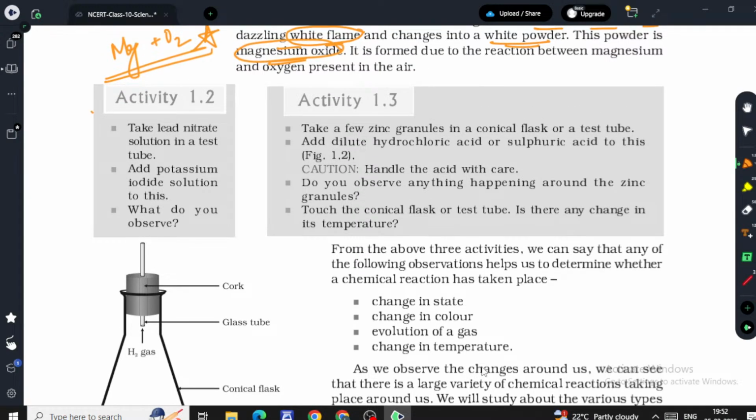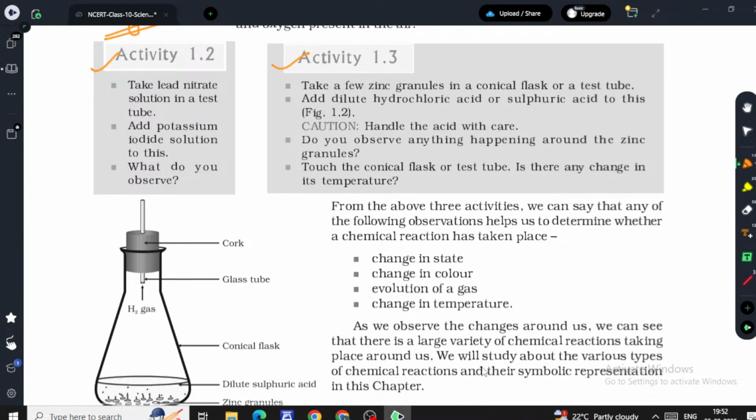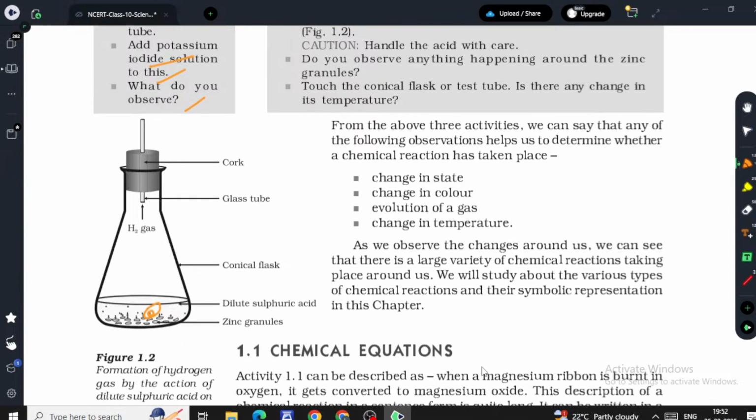Now activities 1.2 and 1.3. Now 1.2: take lead nitrate solution in a test tube. Add potassium iodide to this. What do we observe? Potassium iodide. Okay.